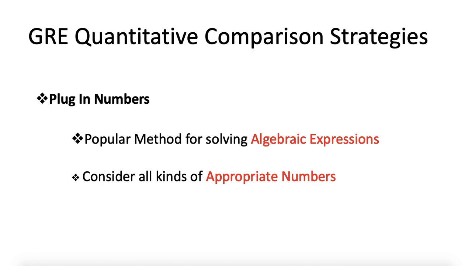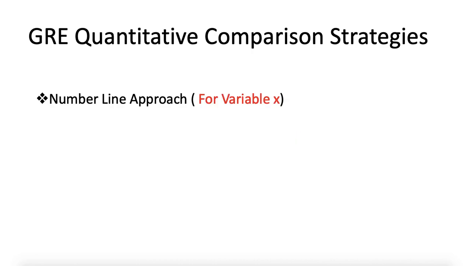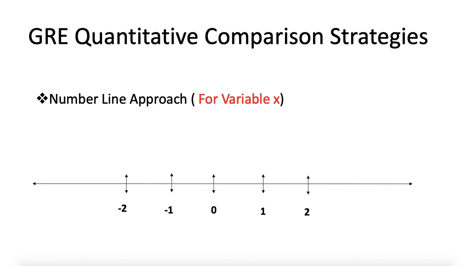Now someone may ask, what are the appropriate numbers which you should consider while using this strategy of plugging in numbers? To understand this, let's see some scenarios on a number line. I call this the number line approach for any variable. Now this is a number line. On the right side of 0 is the positive axis, all of the numbers are positive, and on the left side all the numbers are negative. And 0, 1, 2, 3 are integers, as are minus 1, minus 2, and in between two integers there are infinite fractions.